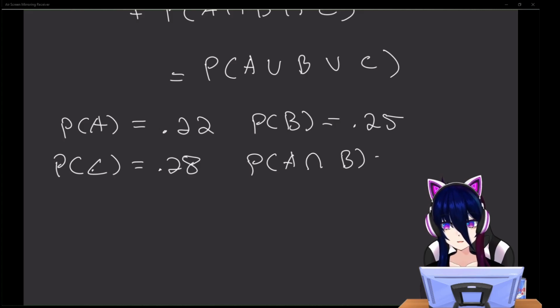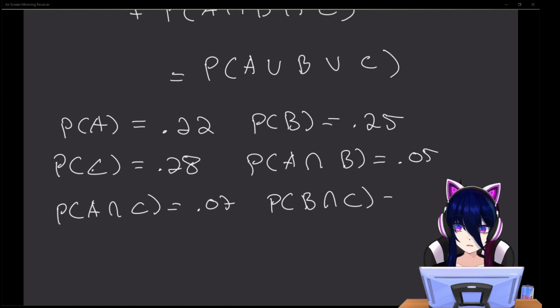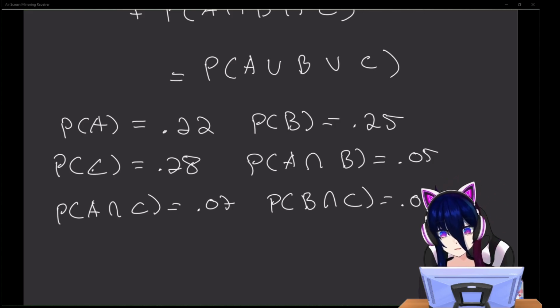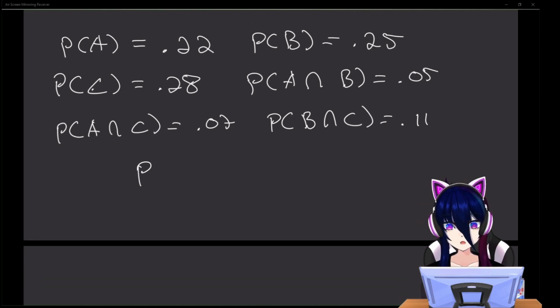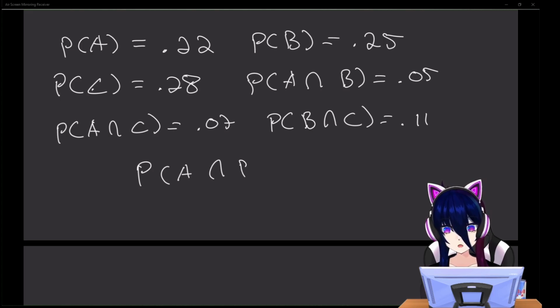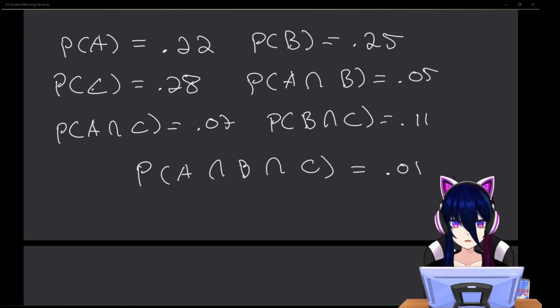So the intersection of A and B, again, you say is 0.05. Intersection of A and C is 0.07. Intersection of B and C, 0.11. And the intersection of all three, A, B, and C, 0.01, which makes sense. You intersect all three and just get these tiny little bits.